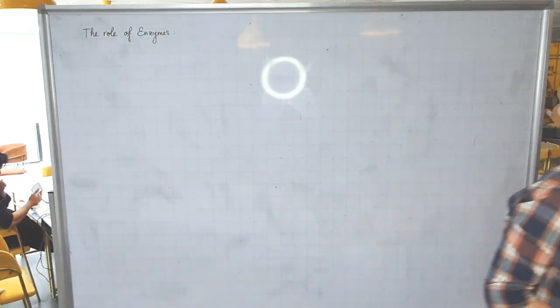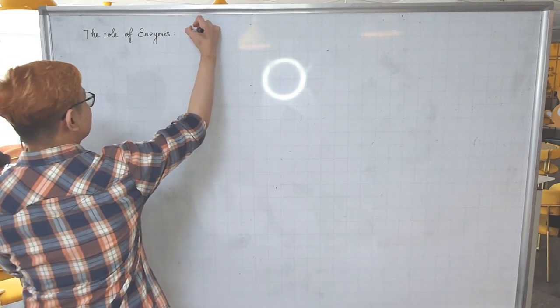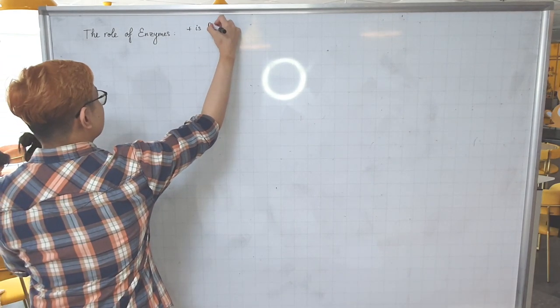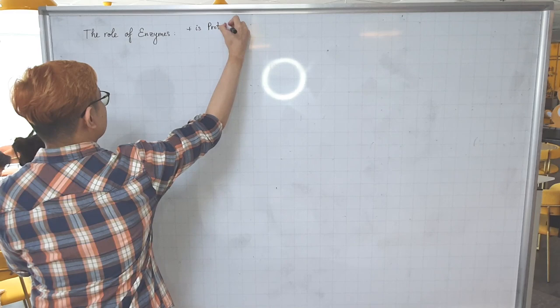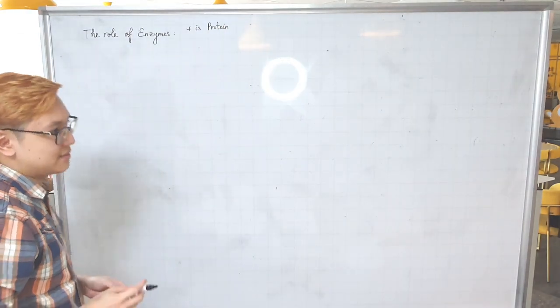So what is an enzyme? An enzyme is, of course, a protein. Đương nhiên nó là đạm đó, nó là một dạng của đạm. It's a kind of protein.